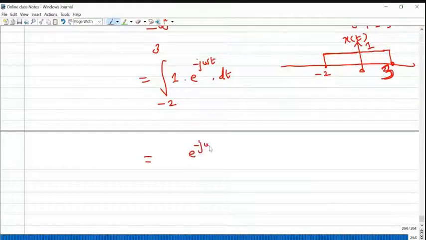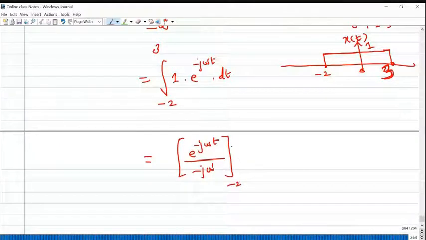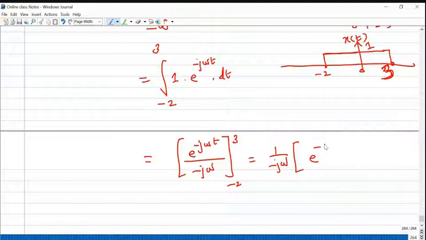So e power minus j omega t divided by minus j omega, minus 2 to 3. 1 divided by minus j omega is a constant, take outside. So e power minus 3j omega minus e power minus into minus plus, so plus 2j omega.